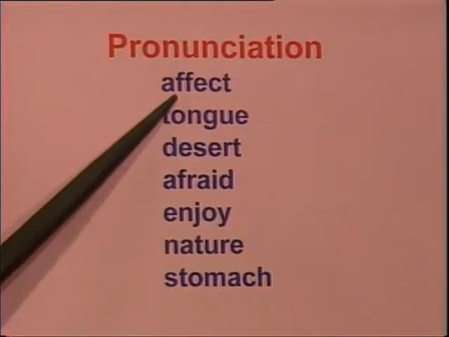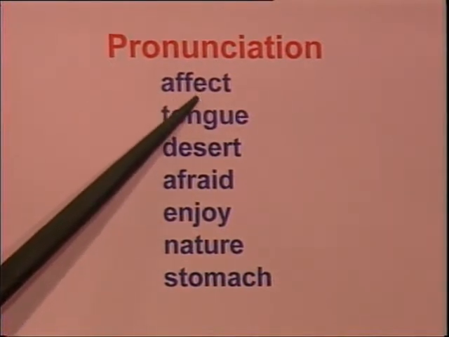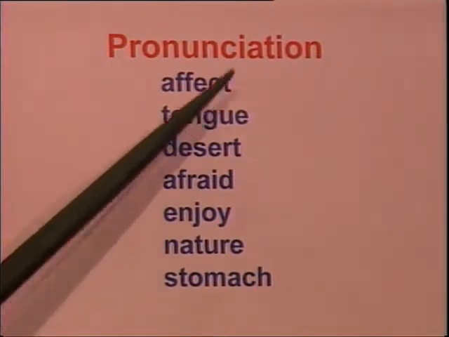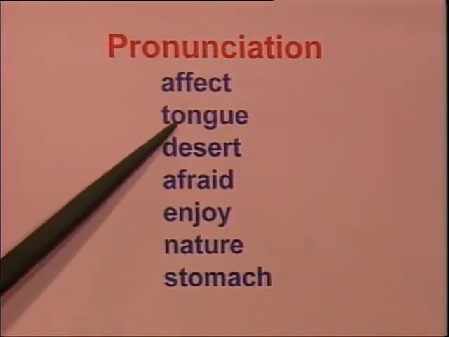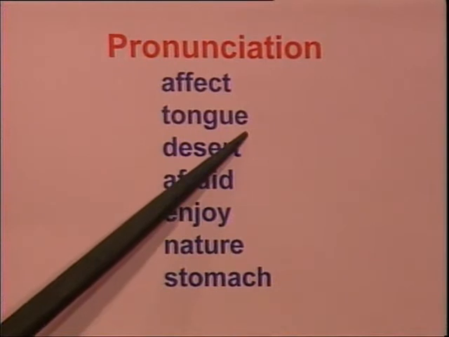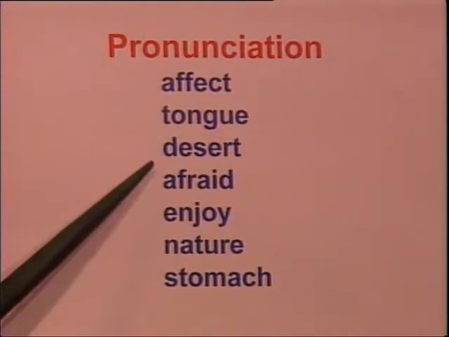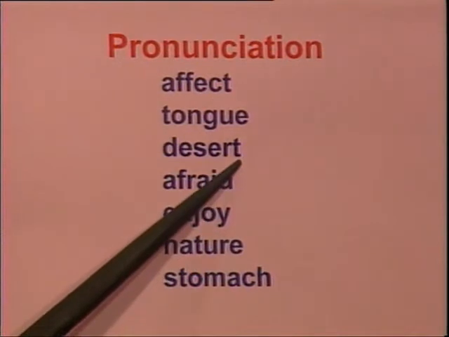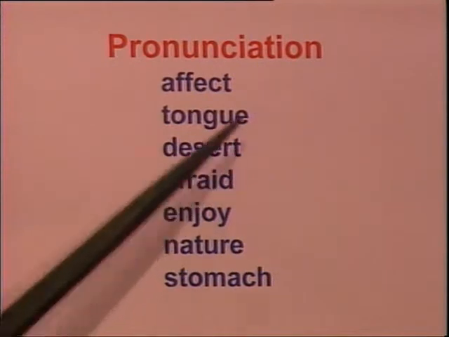Ready? Okay. A, F, F, E, C, T, effect. Once more, effect. Next word. T, O, N, G, U, E, tongue. Repeat after me. Tongue. Next word. D, E, S, E, R, T. Desert. Once more. Desert. Good.